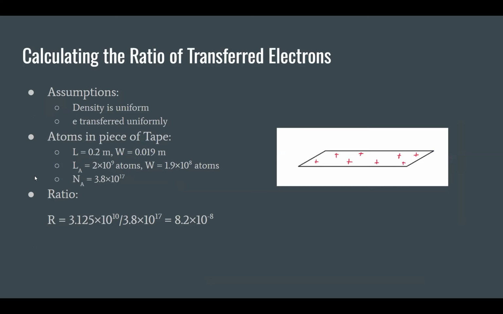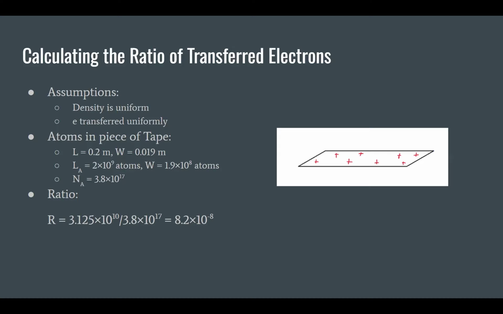To calculate the ratio of transferred electrons, we have to make a couple more assumptions. We assume that density is uniform and that the electrons are transferred uniformly. If there are pockets of greater positive charge, the interaction between the two tapes will be a little bit different.